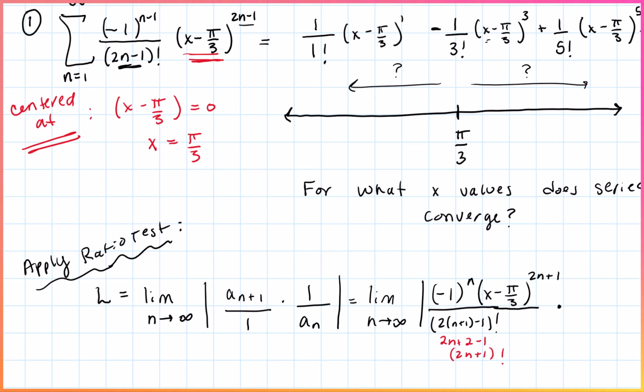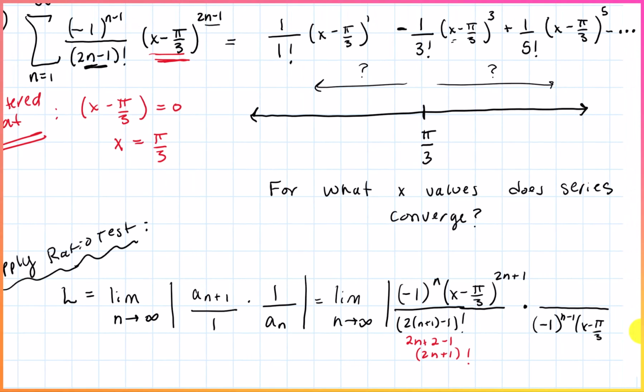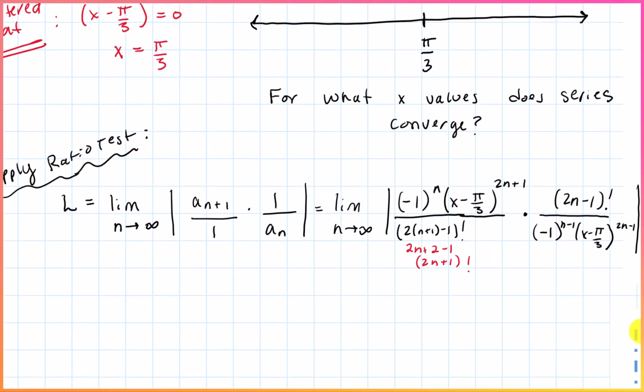Then I multiply by the reciprocal of the nth term, and the nth term is how the series is defined. So it's just going to be the reciprocal of how the series is defined. So in the bottom, I have negative 1 to the n minus 1 times x minus pi over 3 to the 2n minus 1, and I have a 2n minus 1 factorial. When I reciprocate it, it goes to the top. Okay, so that is our ratio, and we need to take the limit.